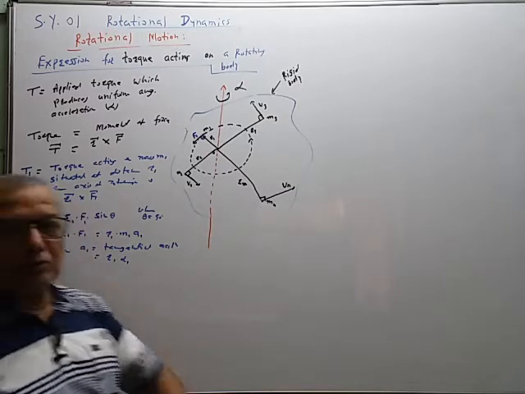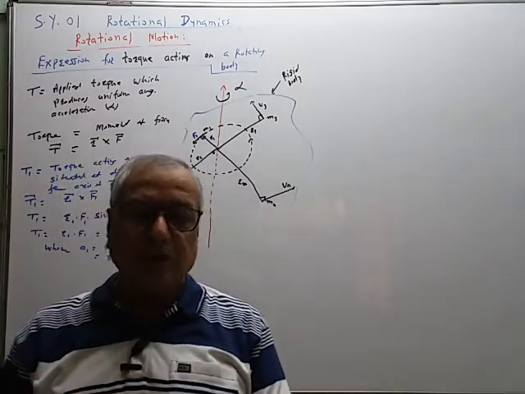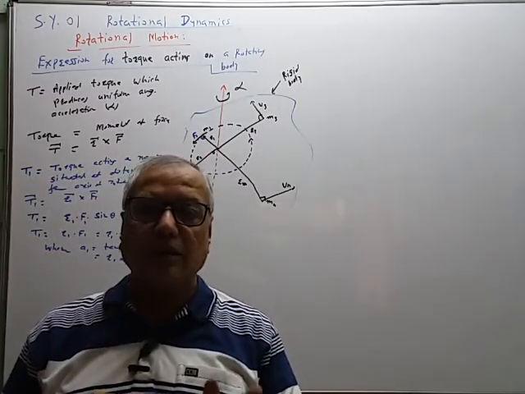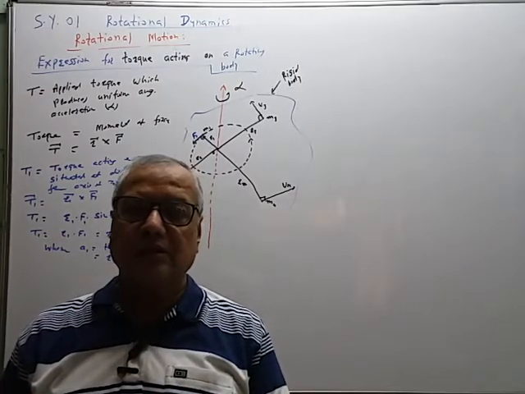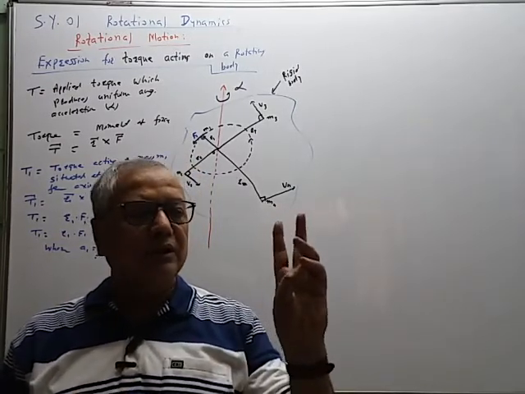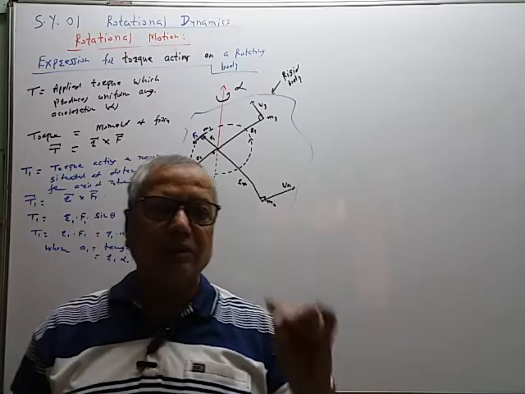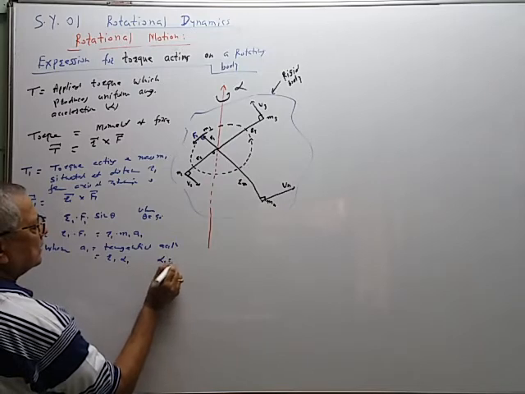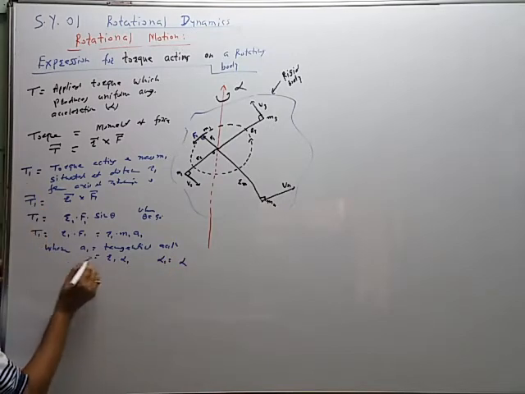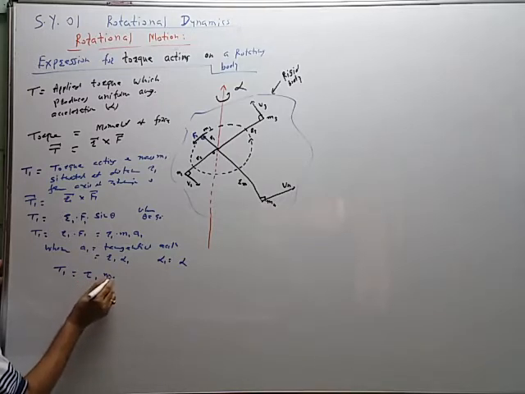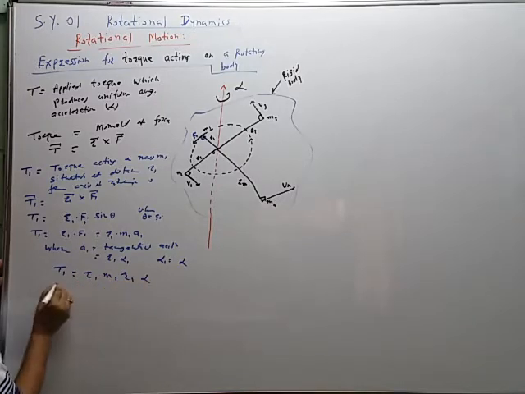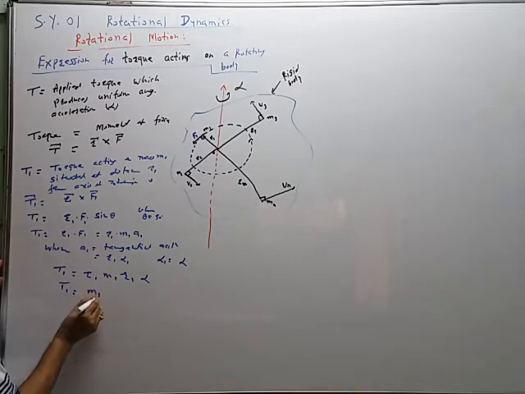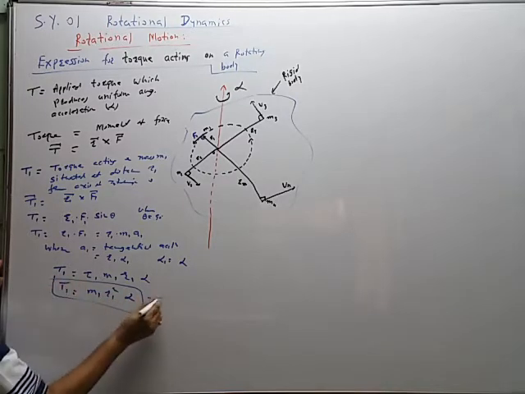Now we know the property of the rotating body. When the body rotates about the axis of rotation, all the particles not lying on the axis of rotation have same angular displacement, same angular velocity, same angular acceleration. Therefore alpha1 is equal to alpha, and if we substitute here, the torque acting is given by r1 m1 r1 alpha, and therefore T1 is equal to m1 r1 square alpha. This is the main equation.